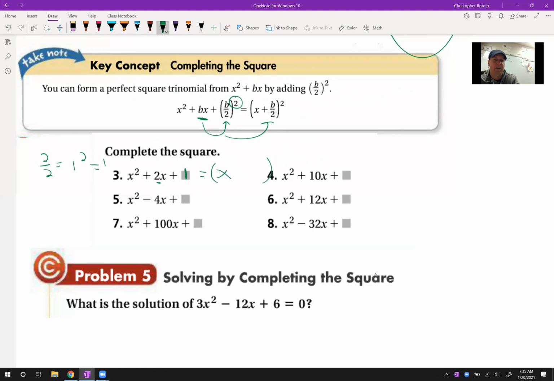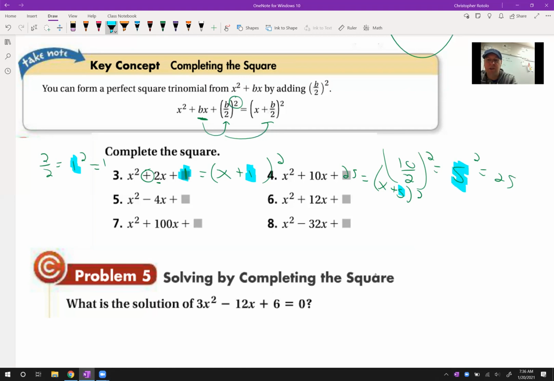What's that equal to? x plus 1 squared. Okay, so we'll go here. A is 1, b is even. So what I have to do is take half of 10. So that's 5, squared is 25. So 25 goes in the blank. And what happens here is I need x plus 5 squared. So once you take half of it, the number that you square, that 5, is what's going to go in the binomial.